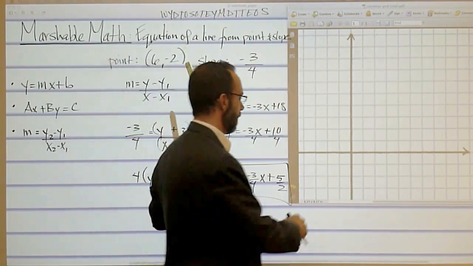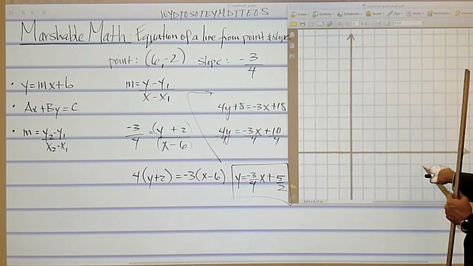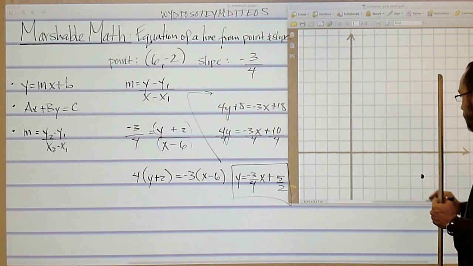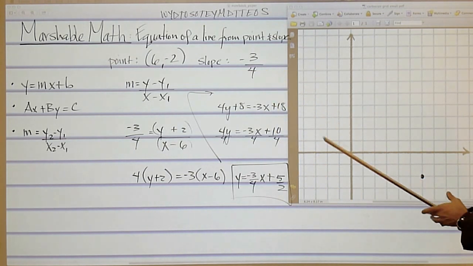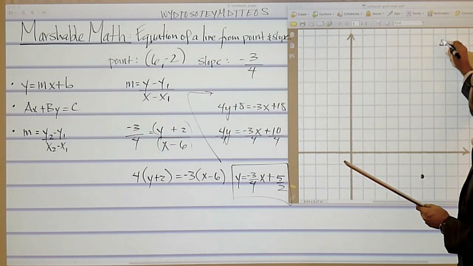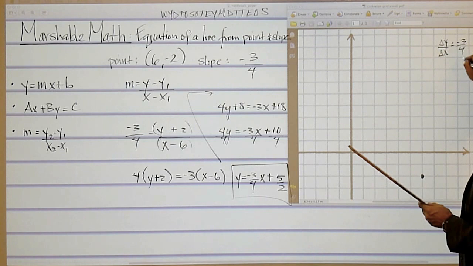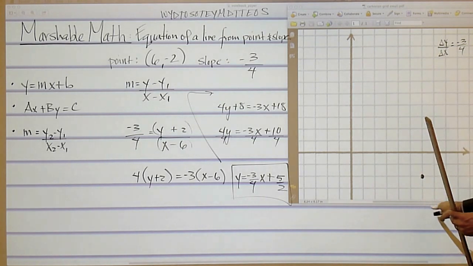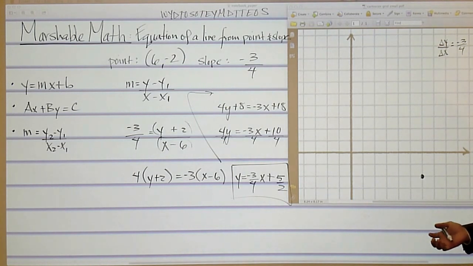6, negative 2. I hope I got room over here. 1, 2, 3, 4, 5, 6, and then negative 2. All right, so I got that there. Now, the slope says negative 3/4. Remember, slope is the change in the y over the change in the x. So negative 3/4 means to go down 3, right 4. But I'm out of room. How do I do that? Oh no!